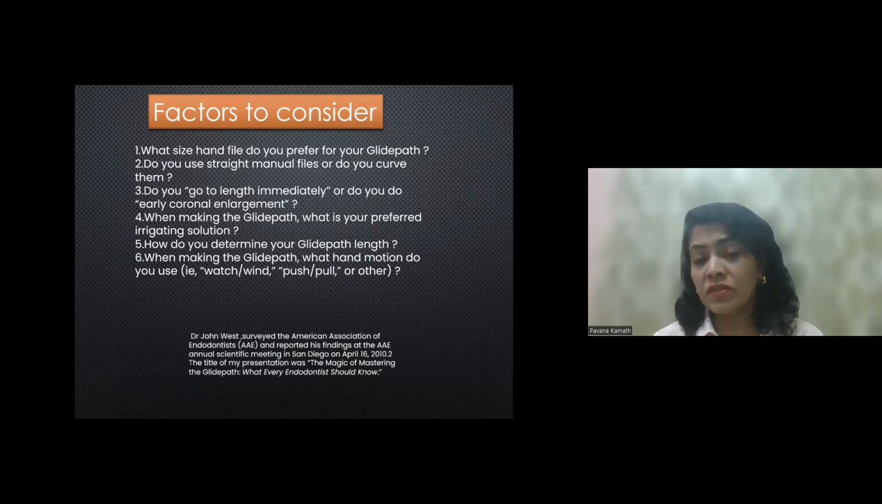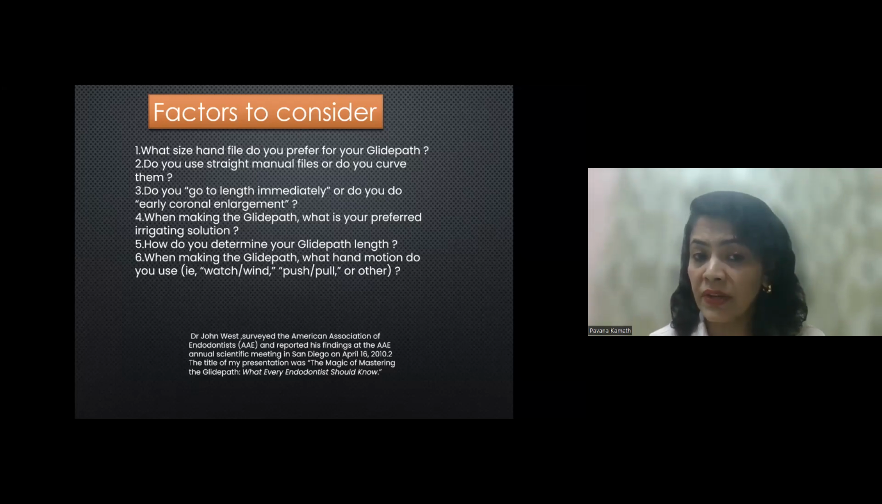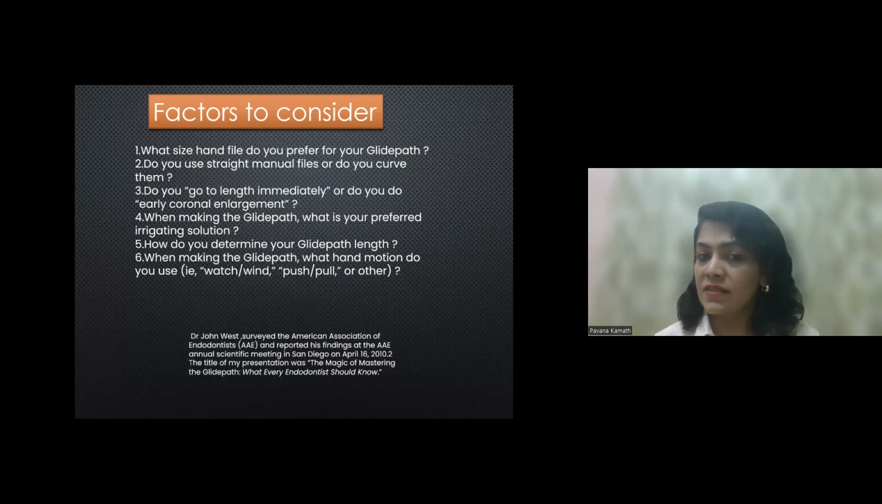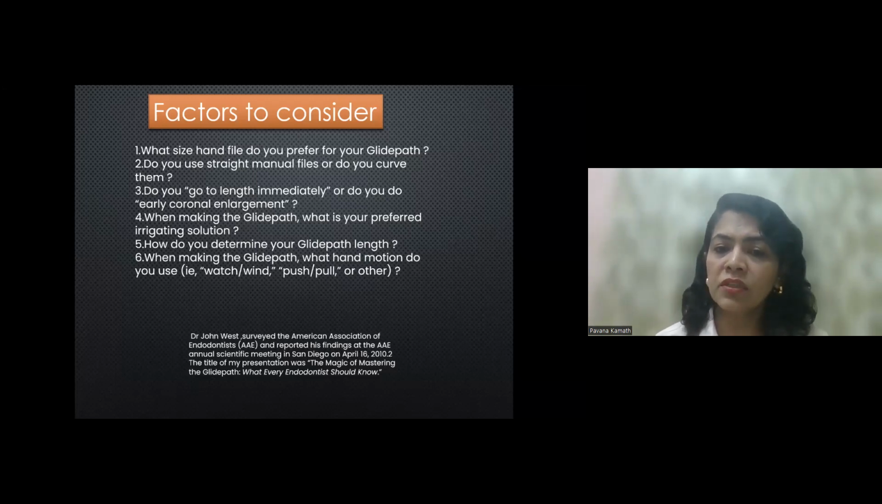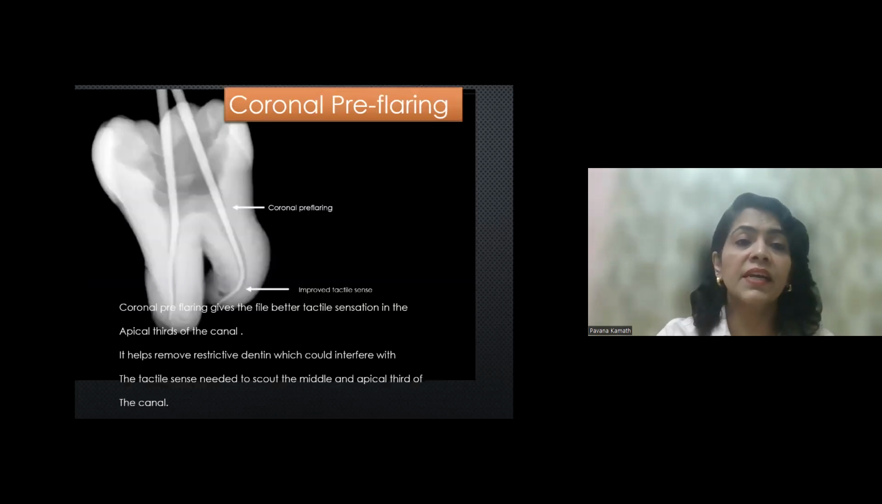Would you use the file to go to length immediately or would you prefer an early coronal enlargement? When making the glide path, what is your preferred irrigating solution? How would you determine your glide path length? And when making the glide path, what hand file motions do you use? Would you prefer a simple watch wind motion, a push-pull motion with a small vertical element, or any other? So these are the very same questions which I shall be addressing, and these are the same questions that come to our mind every single time.